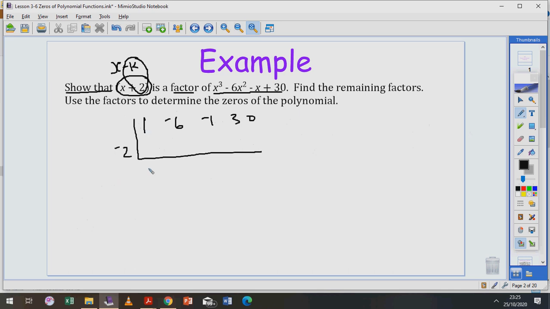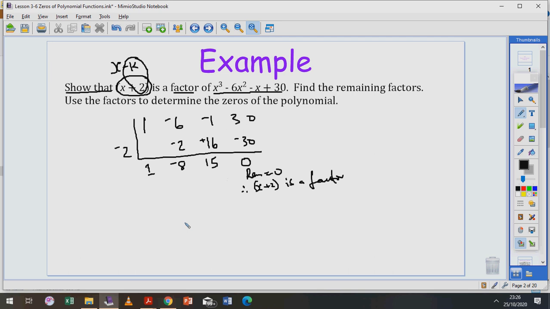First step, I drop the 1, then 1 times -2 is -2. -6 plus -2 is -8. -8 times -2 is positive 16. -1 plus 16 is 15. 15 times -2 is -30. And 30 plus -30 is 0. So since I have got a remainder of 0, this proves that x plus 2 is a factor.